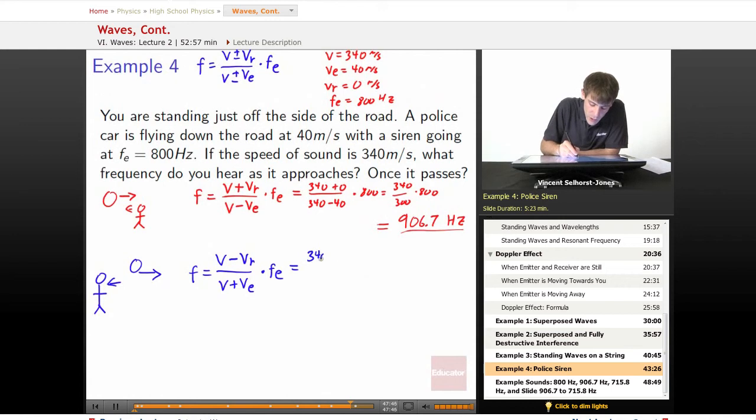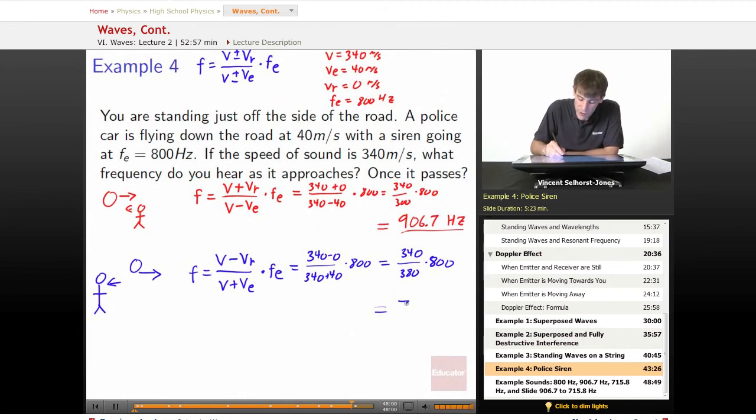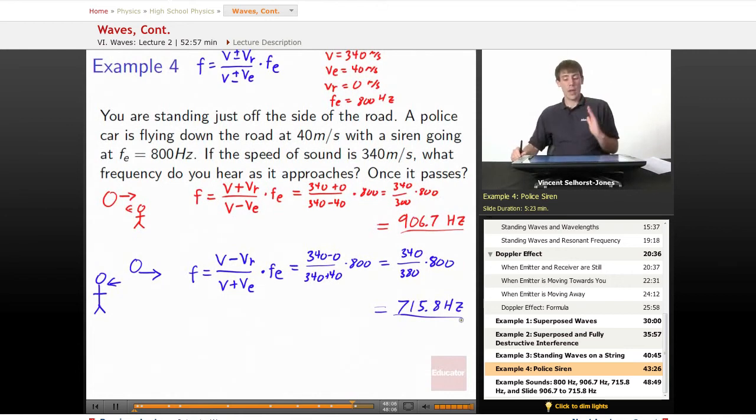So we get 340 once again minus 0, divided by 340 plus 40, times 800, which equals 340 over 380 times 800. That gives us 715.8 hertz. Great. So when it's moving towards you, you get 906.7 hertz. When it's moving away from you, you get 715.8 hertz. And if you were both standing still next to one another, you'd hear 800 hertz.